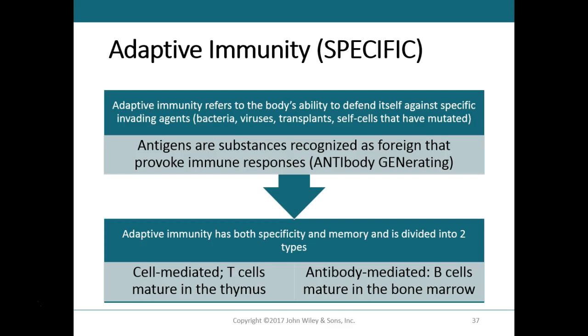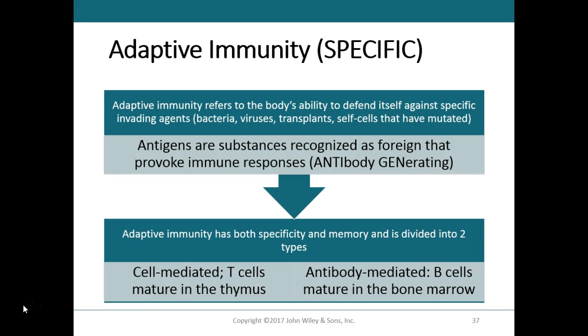T cells develop in the bone marrow, but then those immature T cells migrate from the bone marrow to the thymus, where they mature. Once an immune response has been activated, each type of lymphocyte forms a clone of cells that can recognize a specific antigen. And when these cells are creating clones, they are proliferating or creating more and more and more of those specific cell types. So remember, adaptive immunity has two types, cell-mediated immunity and antibody-mediated immunity.